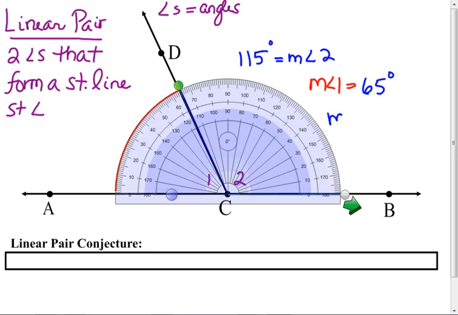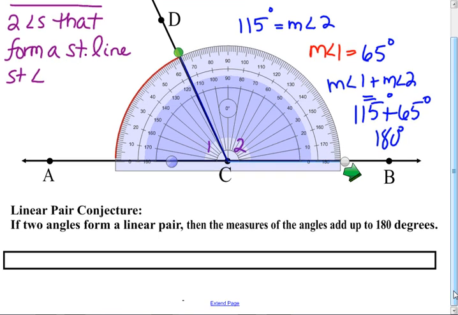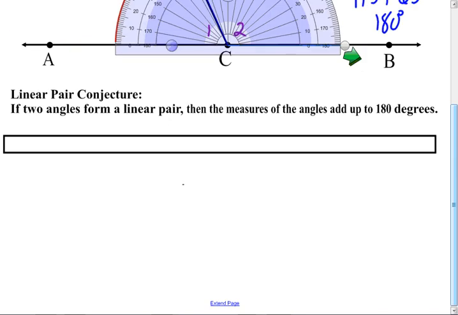So if I add the measures, that's equal to 115 plus 65. Does that add up to 180? 180 degrees. That's my conjecture. You can't move the little box like I can. So you actually have to write it down.